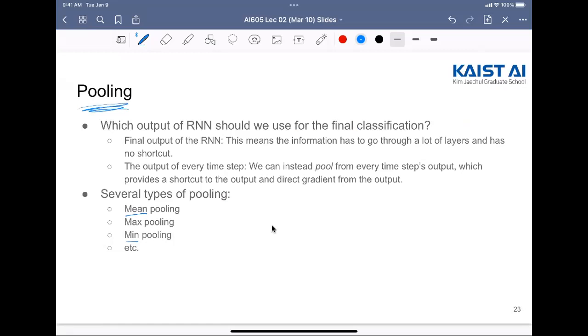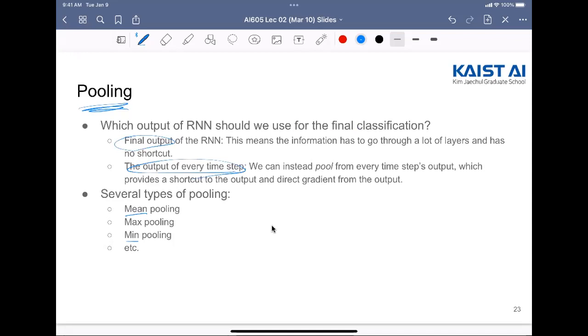The information has to go through a lot of layers if you just use the final output. So it's usually recommended that you pool somehow. In fact, that's quite relevant to why people use, for instance, the residual net. It's not a good idea to make your output depend sequentially on the inputs. It's good to assume that there's some weight for each layer or each time step to have direct access to the output. So it's kind of a shortcut. Usually you do pooling instead of using the final output, because when you pool, your pooled output also depends on the final output too.